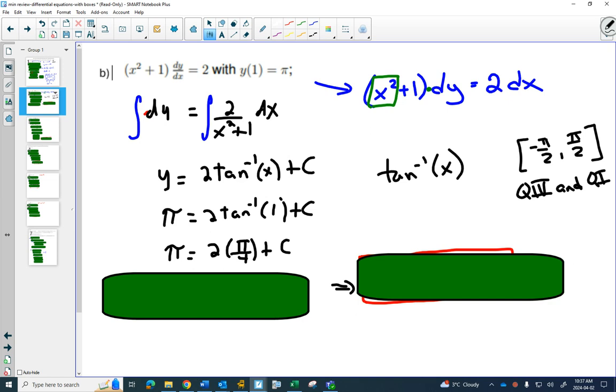So a little reminder from our tan inverse unit that if you have a tan inverse question and it's a positive number, you're only looking in quadrant 1. If they had tan inverse of negative 1, you would look for a negative angle in quadrant 4. So then the only answer would be negative pi over 4. So we have to be careful. Well, I said 3 pi over 4 for 1. It should have been 5 pi over 4, quadrant 3.